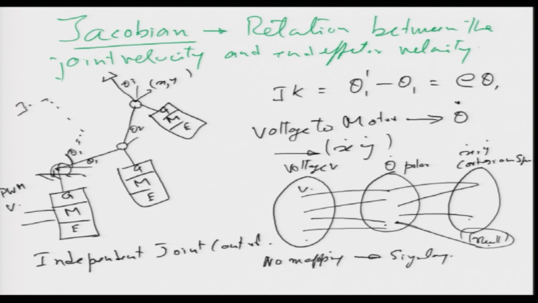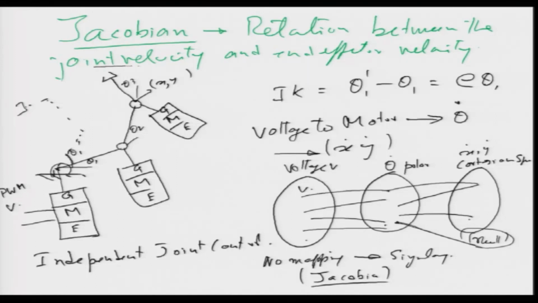So this mapping is very, very important, and it is governed by what we call the Jacobian. Today we will stop here. In the next class we will be starting off with Jacobians, which relate the joint velocity and the end effector velocity. It determines a lot of things, like whether it is possible to go, what is the energy required, and if it is singular, where the manipulator cannot go. So next class we will be starting off with Jacobians. We stop here today. Thank you.